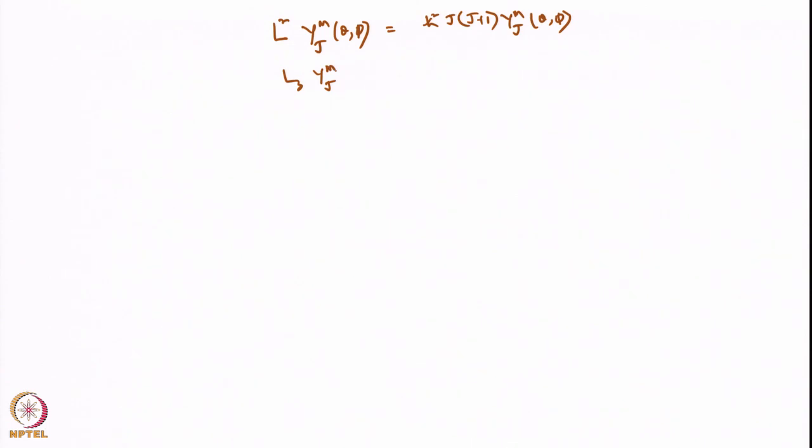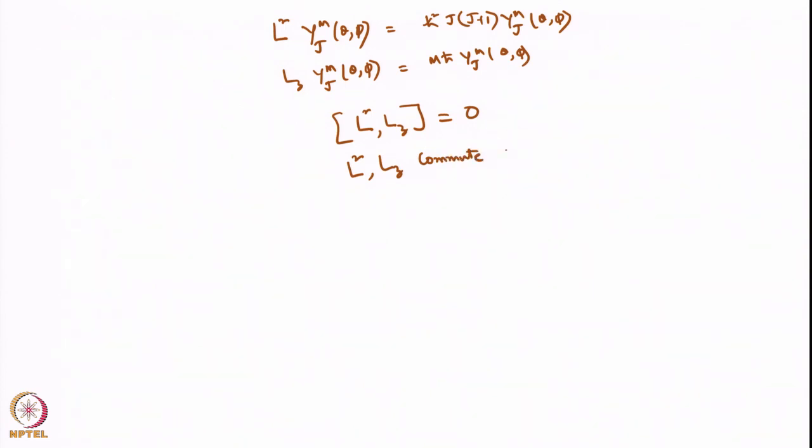Okay. So, essentially your Y_jm theta and phi are eigenfunctions of the operator L square. It will give you an eigenvalue of h bar square j into j plus 1 times Y_jm theta and phi, and the other, the Lz operator, also has Y_jm theta and phi as its eigenfunction, which will give you m h bar Y_jm theta and phi. Now, there is one important thing you must realize: if two operators have common eigenfunctions, then the operators must commute with each other. So, the commutator of L square and Lz must be equal to 0. So, operators L square and Lz commute with each other.